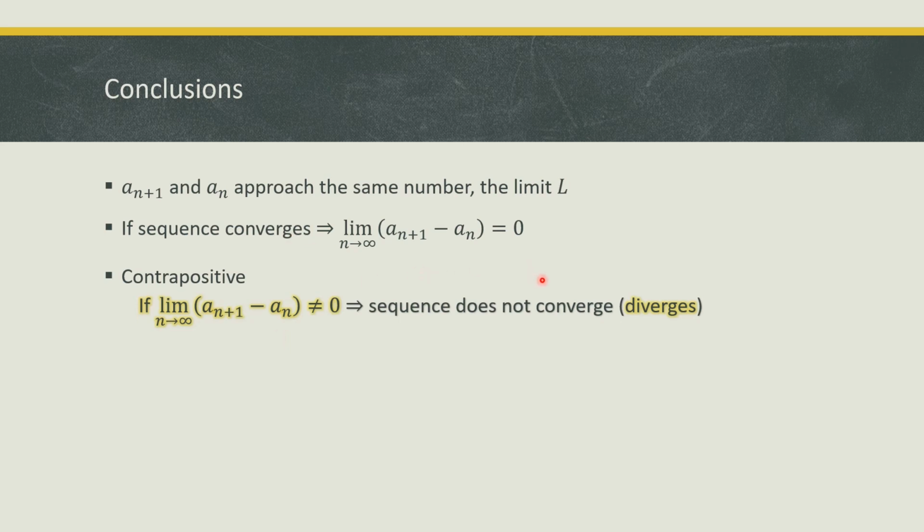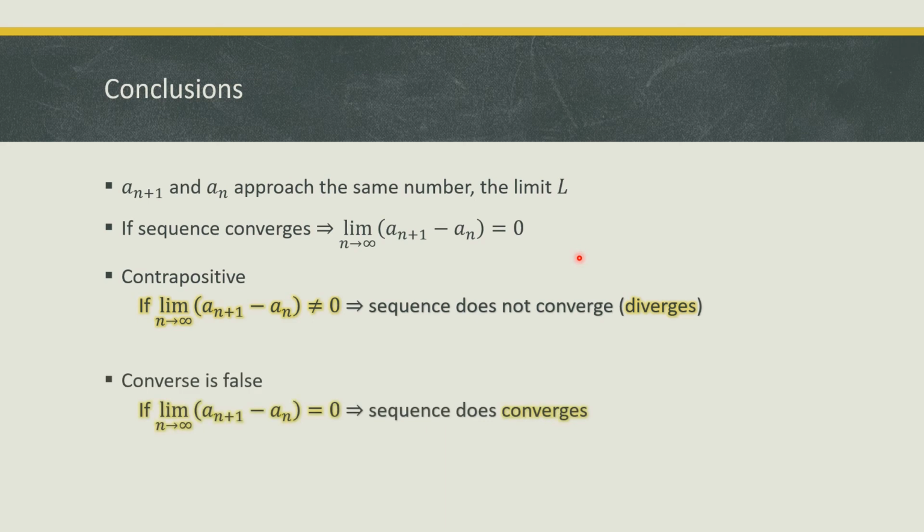And while this statement is true, and we've proven that, we have also shown that there is a counterexample for the converse. So the converse of this statement is false. The converse is that if the difference between two consecutive terms approaches 0, then the sequence converges. We've shown that this statement is false. It does not hold, and there are counterexamples for this.